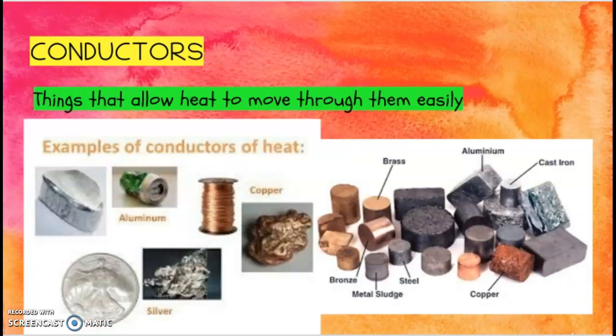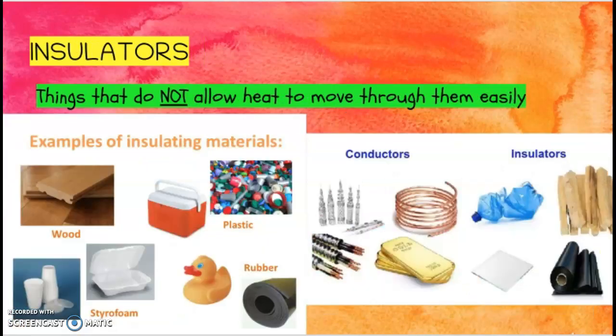And some examples of really good conductors are a lot of metals, right? Copper, aluminum, silver. A lot of these are usually used for cooking pans. Insulators, on the other hand, are the opposite of conductors, meaning that insulators do not allow heat to move through them easily. So you usually use them in your houses to keep your house warm and make sure that the heat doesn't escape. So examples of good insulators are plastic, styrofoam, and wood.